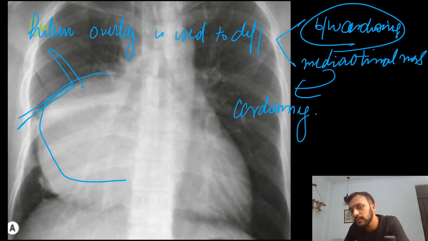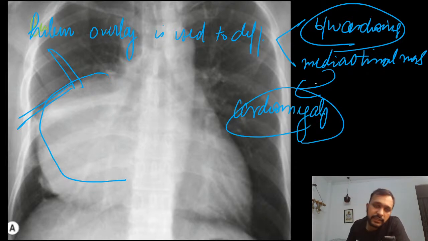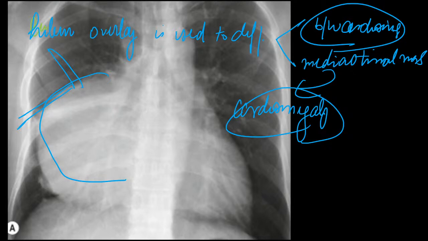Because what will cardiomegaly do? It will shift the vessels laterally, because vessels are entering into the heart. It will shift the vessels laterally, but a mediastinal mass will not do so. Are you clear with this concept? A mediastinal mass will not shift the vessels laterally.